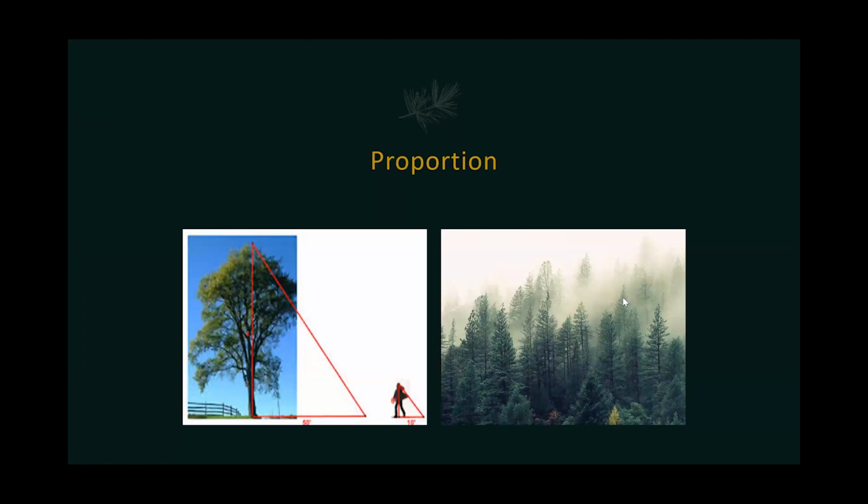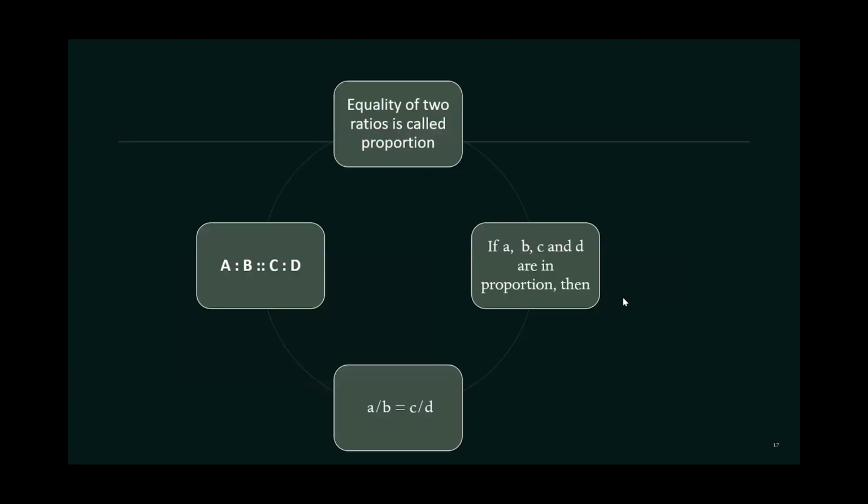Moving on to proportion. So what is proportion? Proportion is equality of two ratios. So if A, B, C, and D are in proportion, then it could be written as A by B is equal to C by D, or A is to B as C is to D. So understand the meaning of the word proportion, the relationship between A and B. The same relationship should exist between C and D.